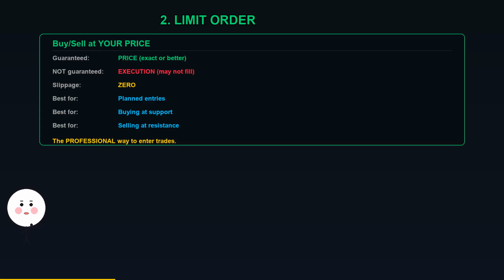Use limit orders for planned entries. Buying at support, selling at resistance. Anytime you have a specific price level in mind, limit orders are the professional way to enter trades. You decide the price, not the market.